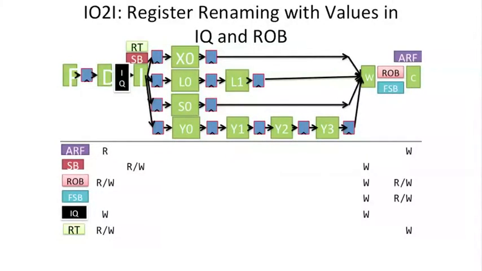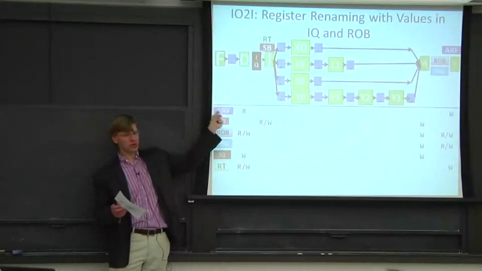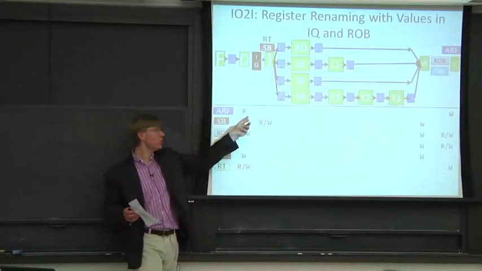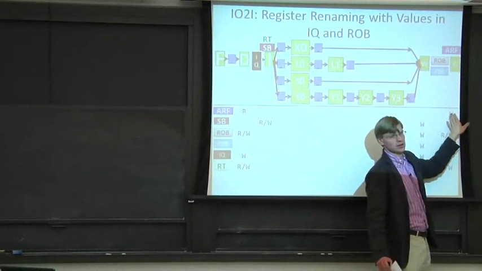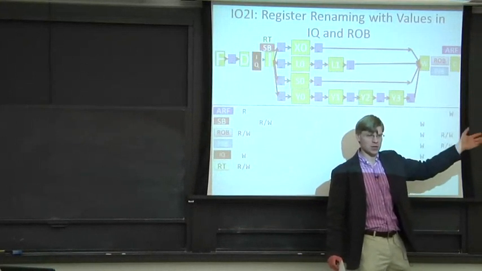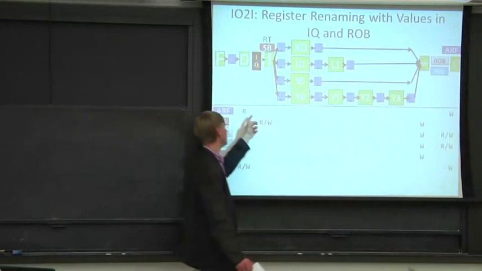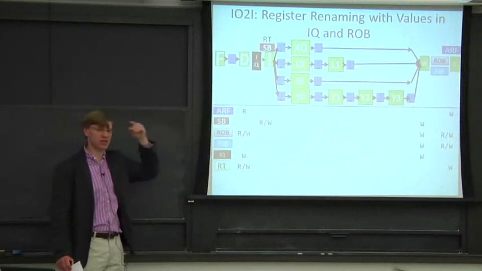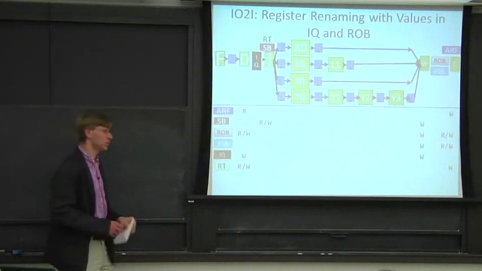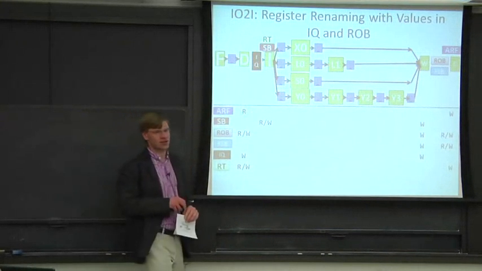For completeness here, let's take a look at where things get read and written in the pipeline. And one notable change I wanted to point out here is the architectural register file, which in previous architectures was only written. We didn't do reading of it except on rollback. We now actually read from it because we might need to go find some canonical state there in this architecture. So we add an R there to denote that.